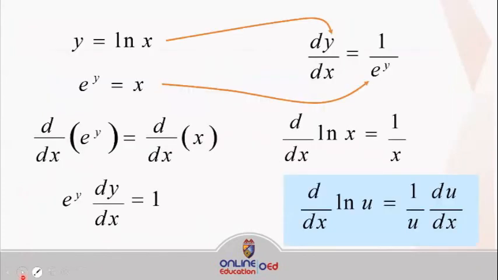For the ln x, we can also get its derivation. This is the long method, but the equivalent is simply 1 over u du over dx. It shows that y is equivalent to ln x, and dy over dx is equal to 1 over the x. That gives us the formula for the derivative of ln, which is again 1 over u du over dx.